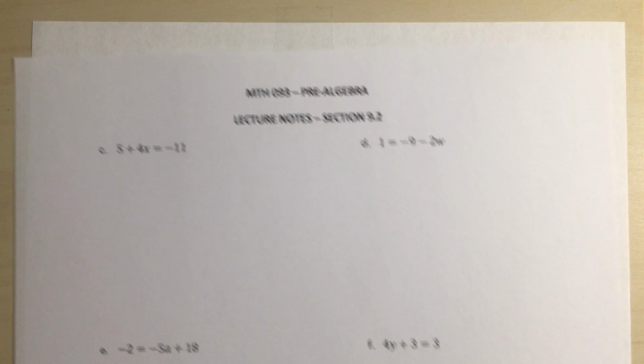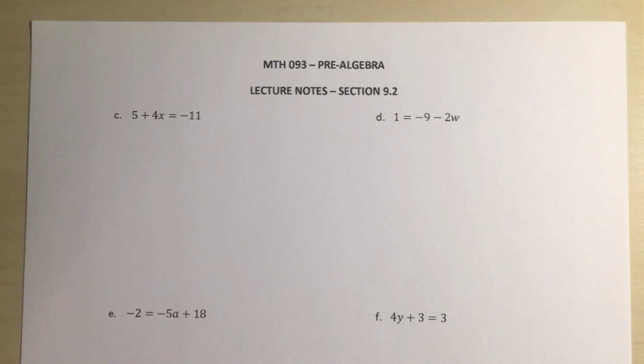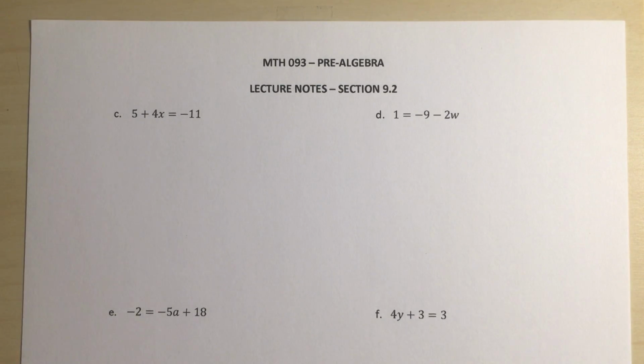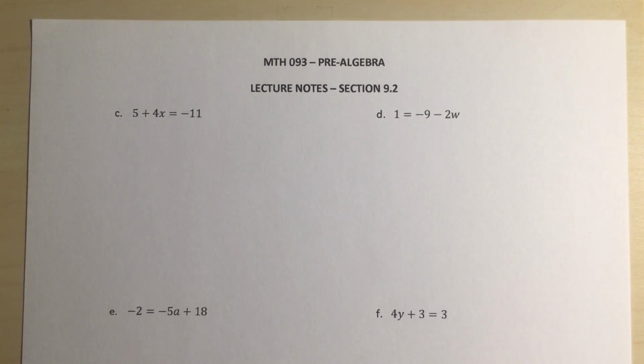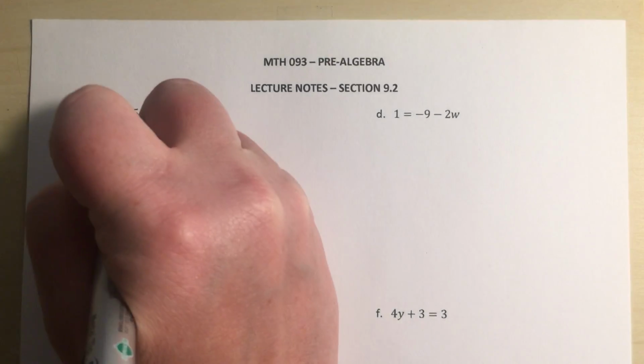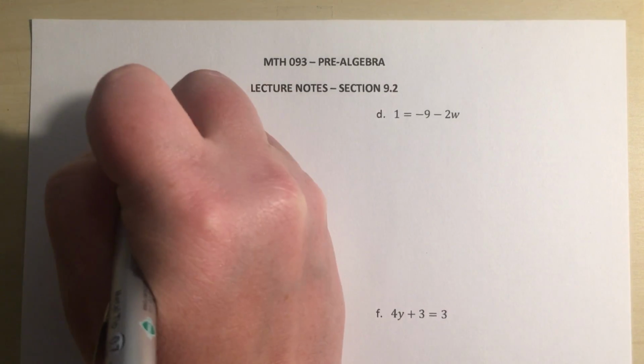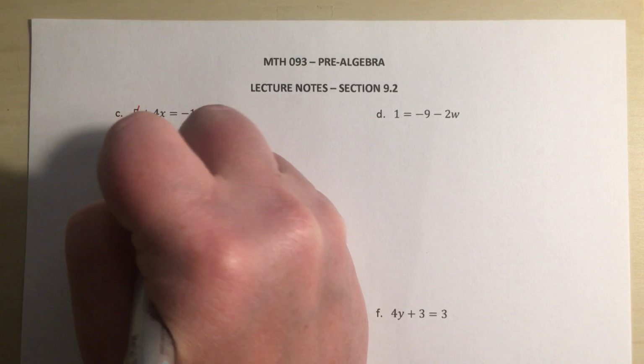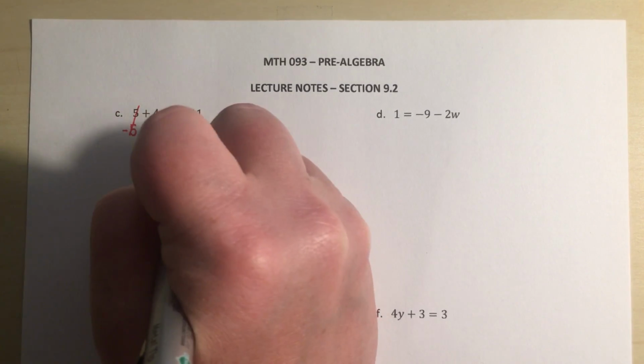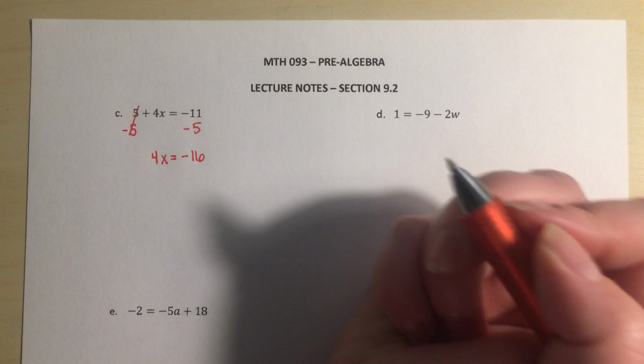Alright, so we've got some more examples that are very similar that we're going to work through on the next page. So for C, we have 5 plus 4x equals negative 11. So we're going to start by getting rid of the number that's on our variable side, but not our variable's coefficient. So we're going to get rid of this positive 5 by subtracting 5 from each side. Right, we have 4x equals negative 16.